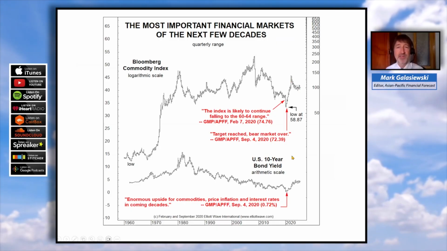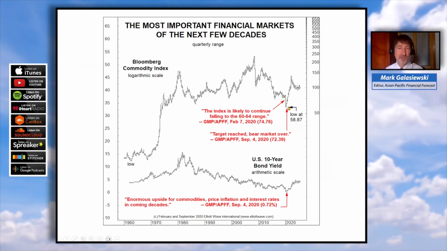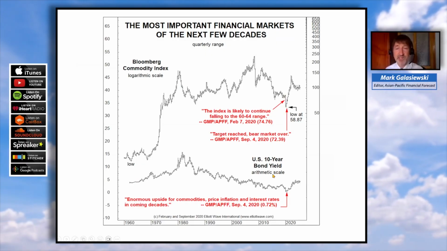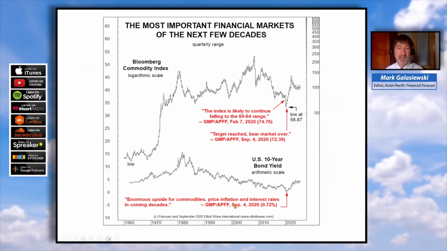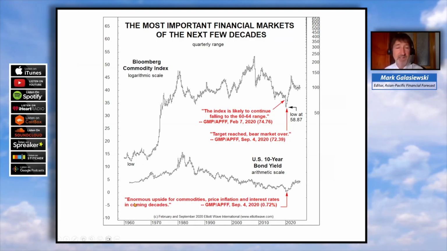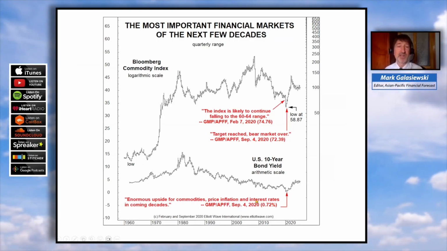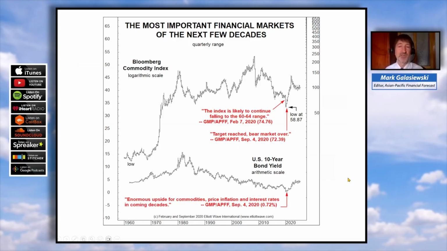Let me also point out that the sideways correction in the Bloomberg Commodity Index lasted 40 years. And during that entire period, you had U.S. 10-year bond yields also declining in a disinflationary trend. But toward the end of that, here in September, at the same time that I'm saying that the bear market in the commodity index is over, I'm also forecasting enormous upside for commodities, price inflation, and interest rates in coming decades. Why? Because you can see over time that these two markets, two asset classes, have trended together with each other. And so I figured, okay, we're going to have a bull market in interest rates as well.